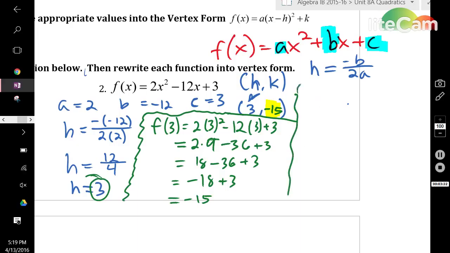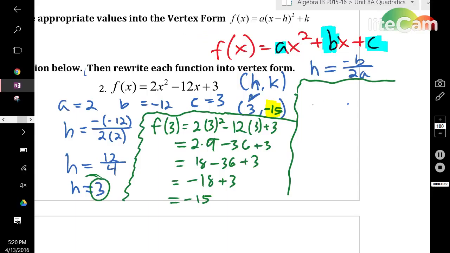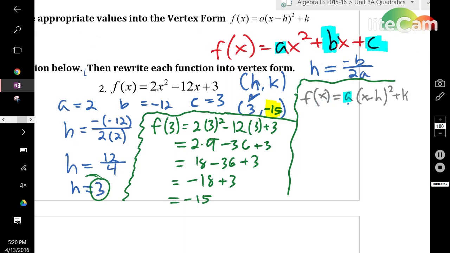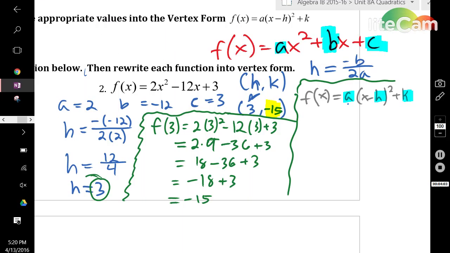The second objective of this video is to rewrite it in vertex form. Well, in order to write it in vertex form, you need to have the vertex, which we do. So vertex form looks like this. F of x equals a times x minus h squared plus k. And there are 3 numbers you need to plug in. I'll highlight them right now. You need to have a, h, and k. And if you have those 3 numbers, you can plug them in, simplify if necessary, and you have the quadratic in vertex form.